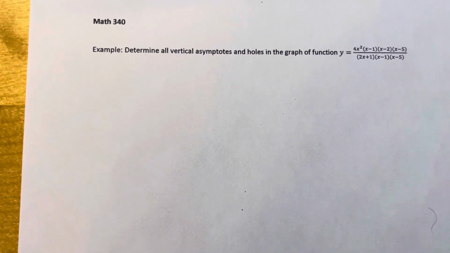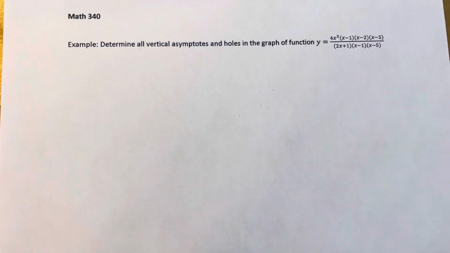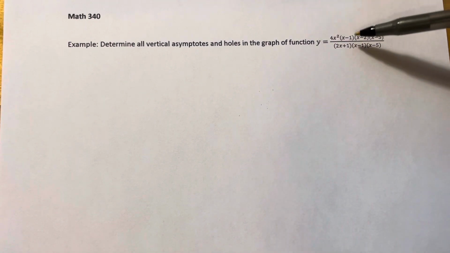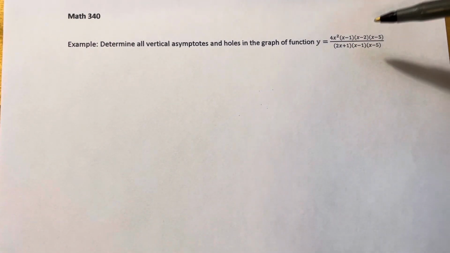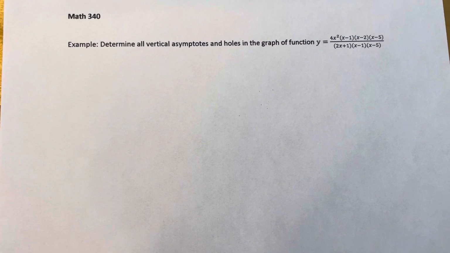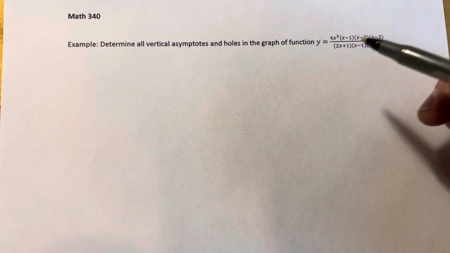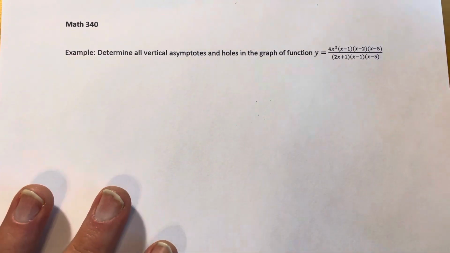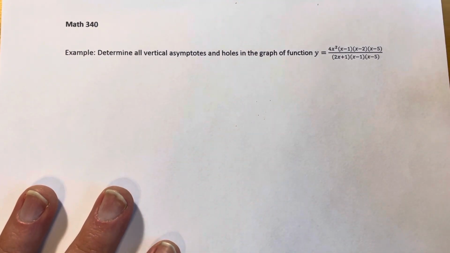So to close things out, let's do an example where we want to find vertical asymptotes and holes. We're not going to graph this function. It's a good exercise to go into Desmos, if you haven't tried that yet, and plug this in to see what this graph looks like, because then you can verify that we've done things correctly here. But all I want to do is locate those vertical asymptotes and those holes.